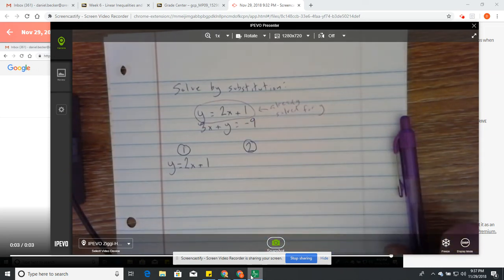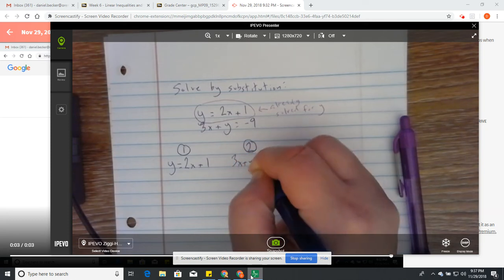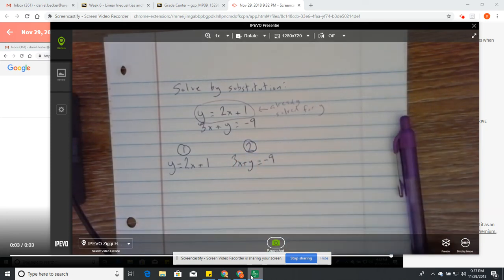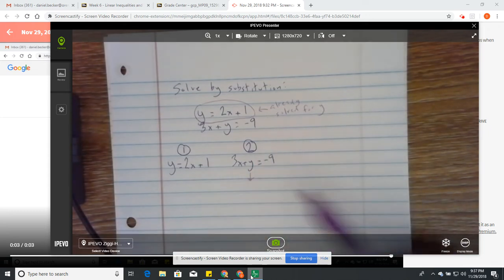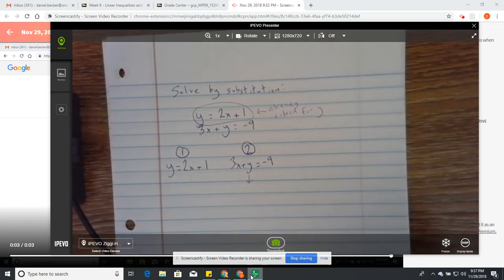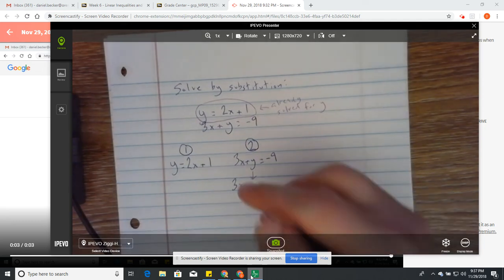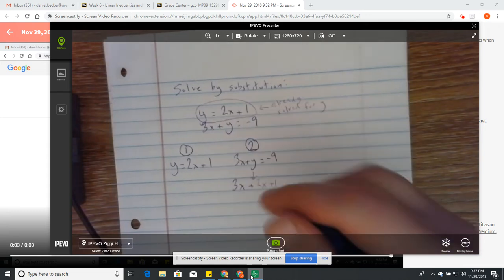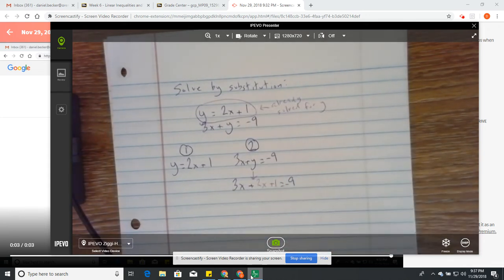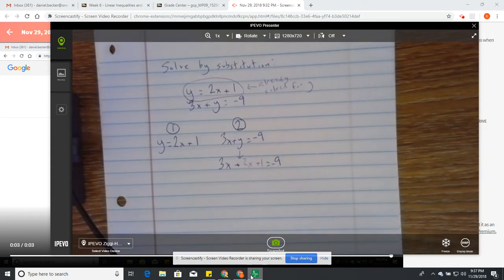Okay, so we're going to start with the 3x plus y equals -9. Sorry, -9. And we're going to take the y and we're going to replace it with the 2x plus 1. So we have 3x plus 2x plus 1 equals -9.